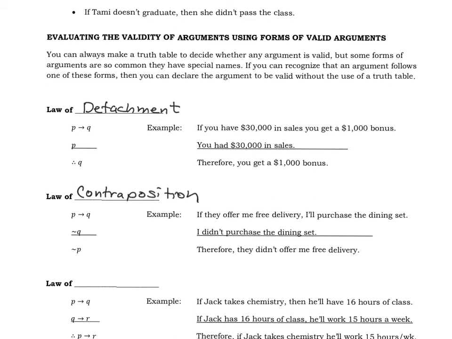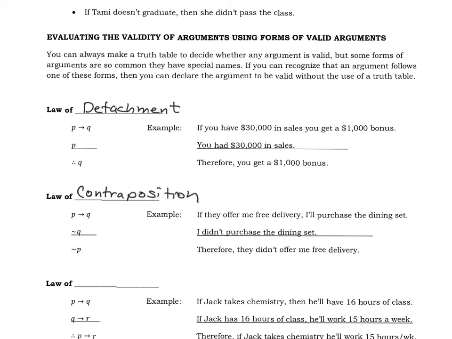The next one is the law of contraposition. I think this law particularly would make sense, especially since we know that the conditional and the contrapositive are logically equivalent. So if we have if P then Q, and then we have not Q happening, it would make sense that not P would happen. That would also be a common form that we would know is a valid argument. So if they offer me free delivery, I'll purchase a dining set. I didn't purchase a dining set, therefore they didn't offer me the free delivery.